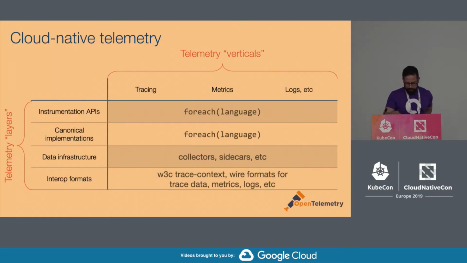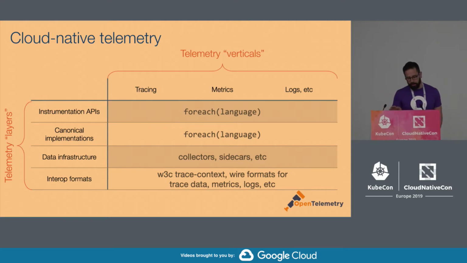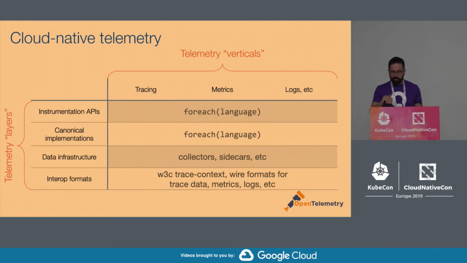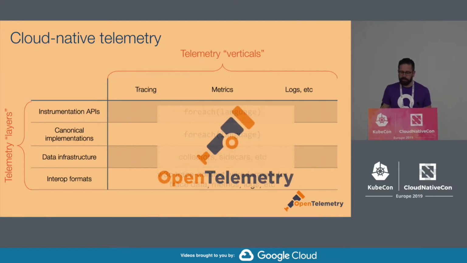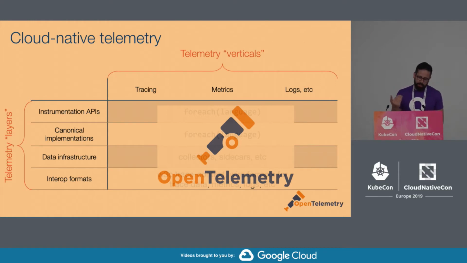So going back to this slide with the different verticals and different layers, OpenTracing and OpenCensus try to cover a few of these layers in different ways, but really, the entire thing is in the scope of OpenTelemetry. Initially, at least, we'll focus on tracing and metrics, and we'll cover the APIs, the implementations, and the data infrastructure, trying to become the standard way of instrumenting cloud-native applications and collecting data out of those applications.